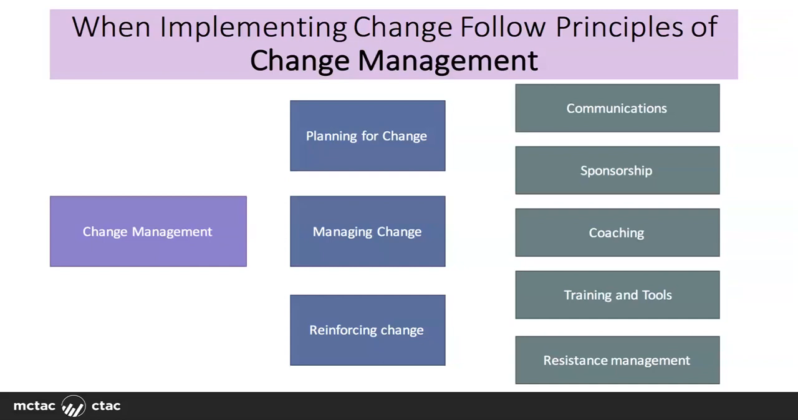Training and tools, you train them. This is where we find most of the problem. We don't adequately, first of all, give people tools that they're going to need to manage the change, nor do we train them significantly or sufficiently to be able to work that change into their normal workflows.